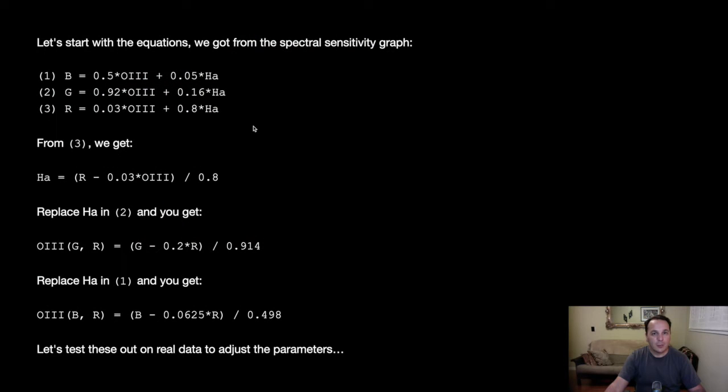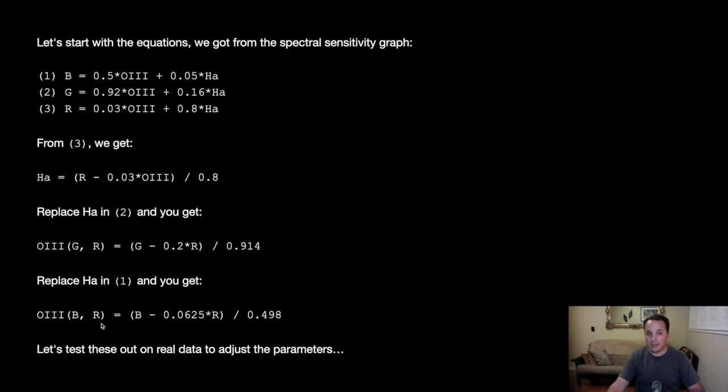All right, so let's start with these three equations, which I showed you last time. These were obtained just by reading the spectral sensitivity graph of my camera. If we look at number three, we can obtain H alpha as a function of the red channel and the O3 signal. Then we can replace H alpha in the equation number two, and then we obtain the O3 signal as a function of the green and red channel. And if we do the same thing in one, we obtain the value of the O3 signal as a function of the blue and red channel. All right, so far so good.